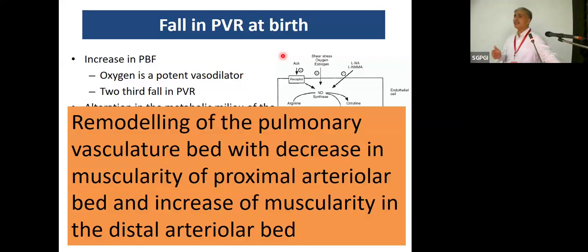And that is the reason we all have learned from our MD days, why does CCF manifest at 6 months? Because the pulmonary vasculature keeps remodeling. So this is the remodeling process which keeps happening, and the PVR keeps dropping by around 6 weeks of age. Correct? So this is the mechanism for a slow fall in PVR, which happens thereafter.